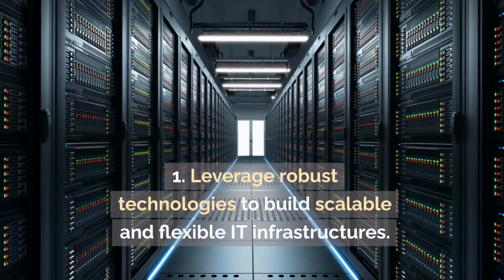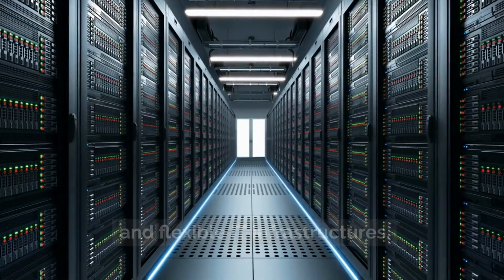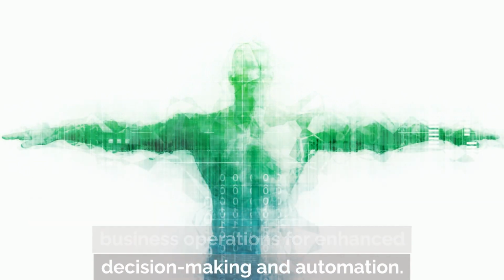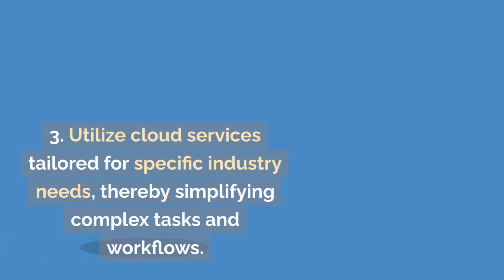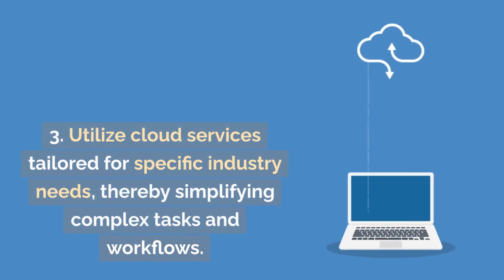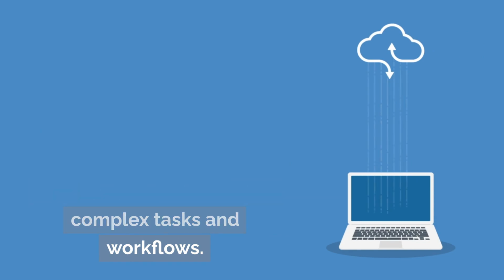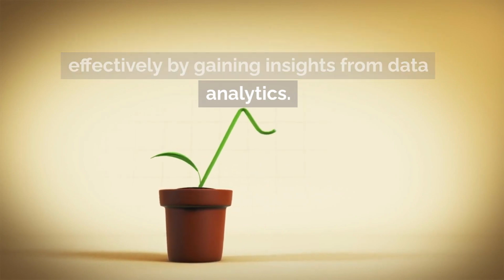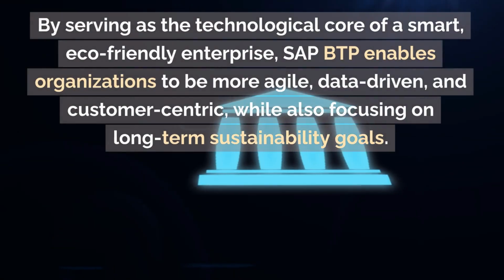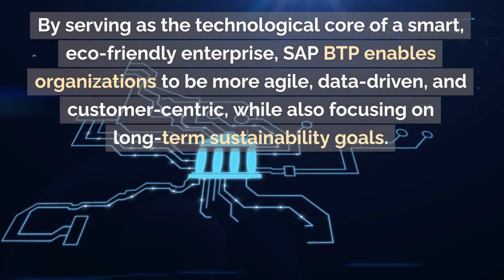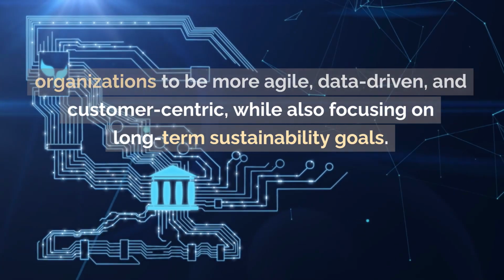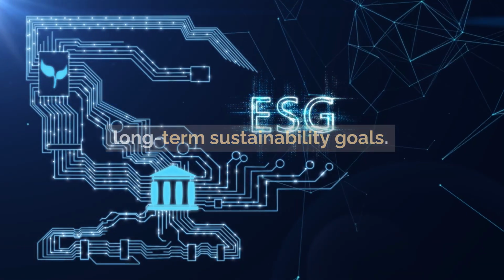1. Leverage robust technologies to build scalable and flexible IT infrastructures. 2. Integrate advanced solutions like artificial intelligence, AI, and machine learning, ML, into business operations for enhanced decision-making and automation. 3. Utilize cloud services tailored for specific industry needs, thereby simplifying complex tasks and workflows. 4. Implement sustainability measures more effectively by gaining insights from data analytics. By serving as the technological core of a smart, eco-friendly enterprise, SAP BTP enables organizations to be more agile, data-driven, and customer-centric, while also focusing on long-term sustainability goals.